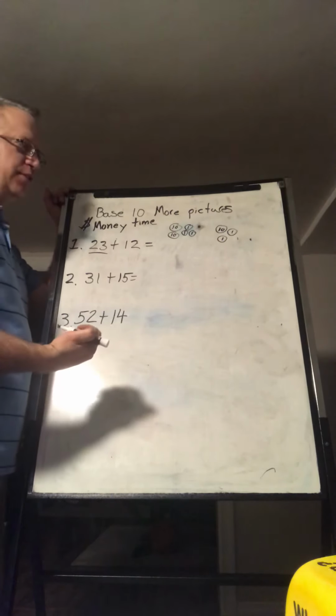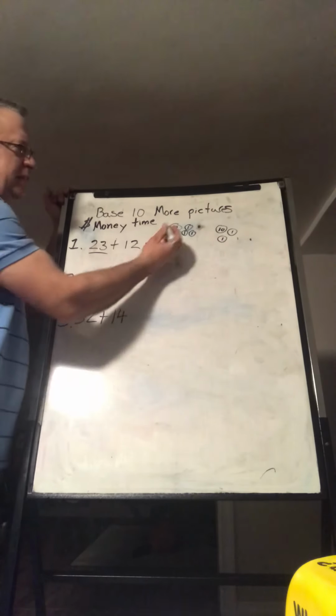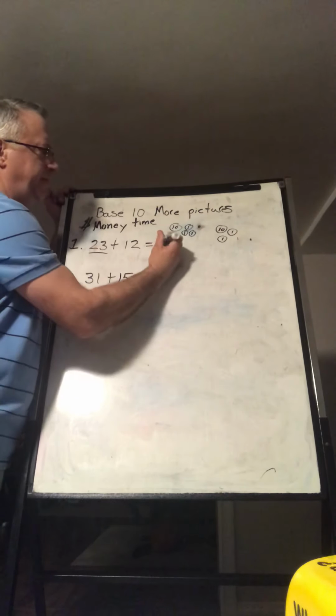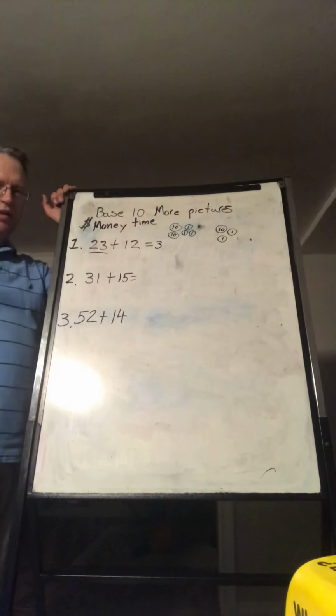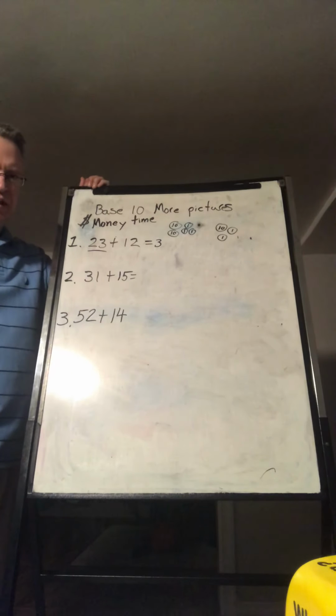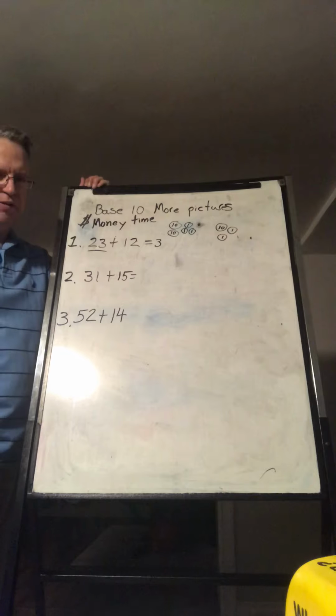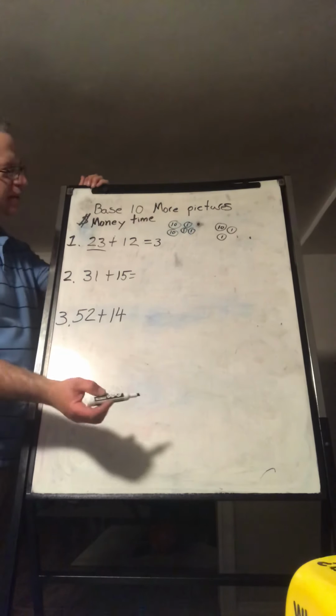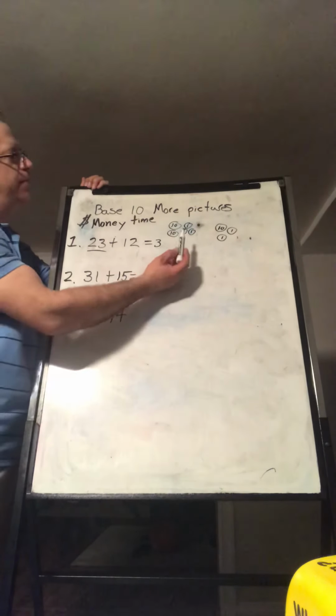So now all I have to do is count up my 10s. I have 1, 2, 3 of them. And then take a second. Can you see the ones? I know this is not fancy work. I don't have an editor. So let's take a look. Can you see that? All right, let's count them.